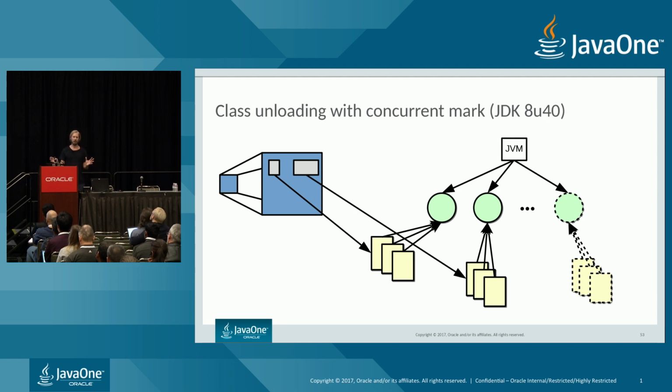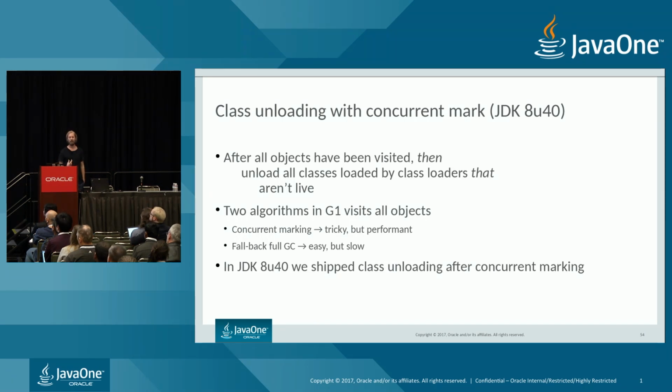After the heap has been iterated through and we have found all live objects, we can in turn iterate through the class loader graph and find out, there's a class loader that isn't marked as live. That means that class loader is dead, and we can unload all the classes that class loader has loaded. So in one tricky sentence: after all objects have been visited, unload all classes loaded by class loaders that aren't live. And there are two algorithms in G1 that visit all live objects on the heap.